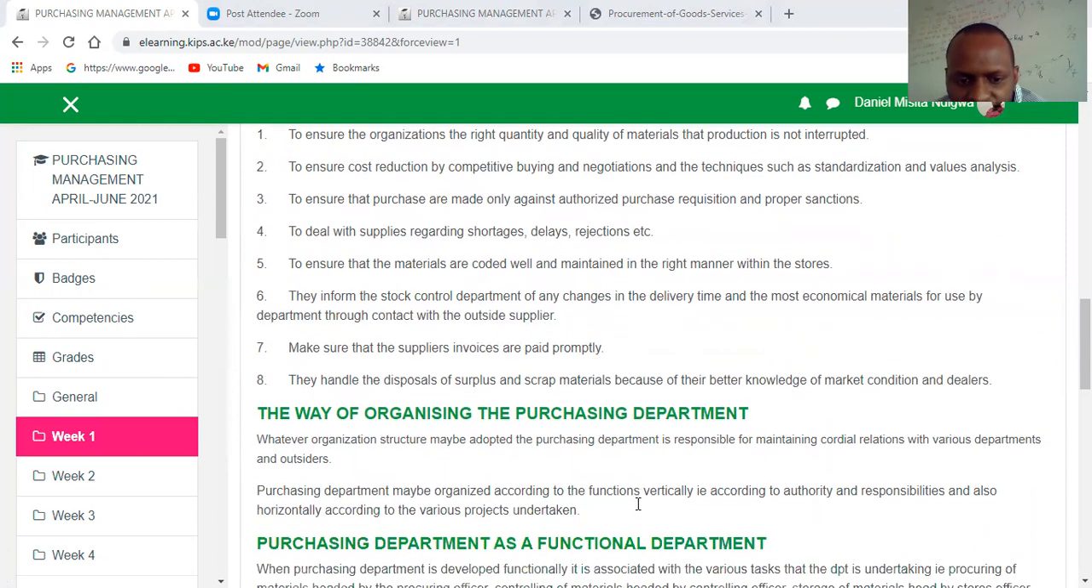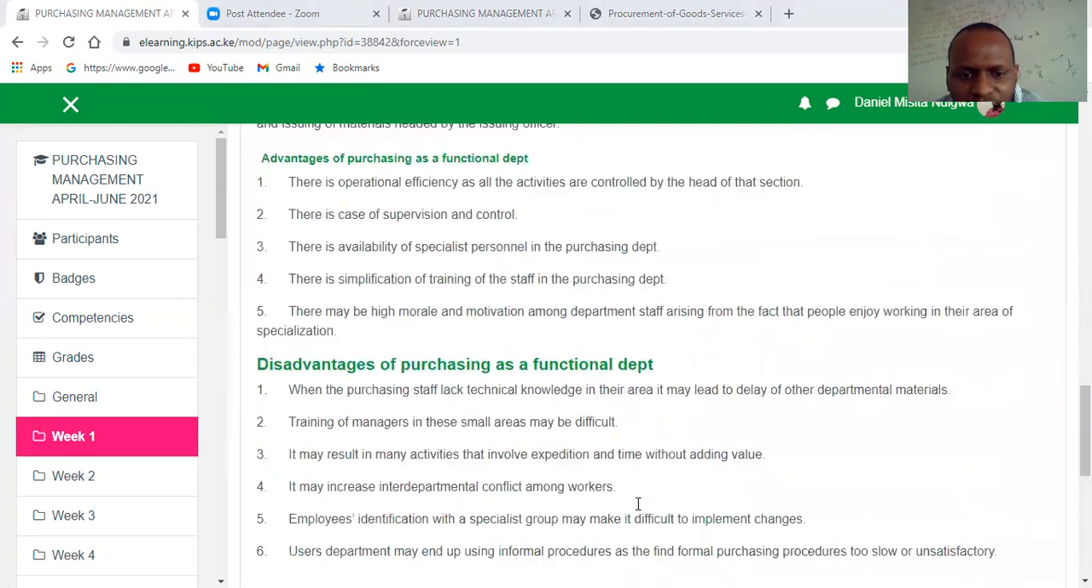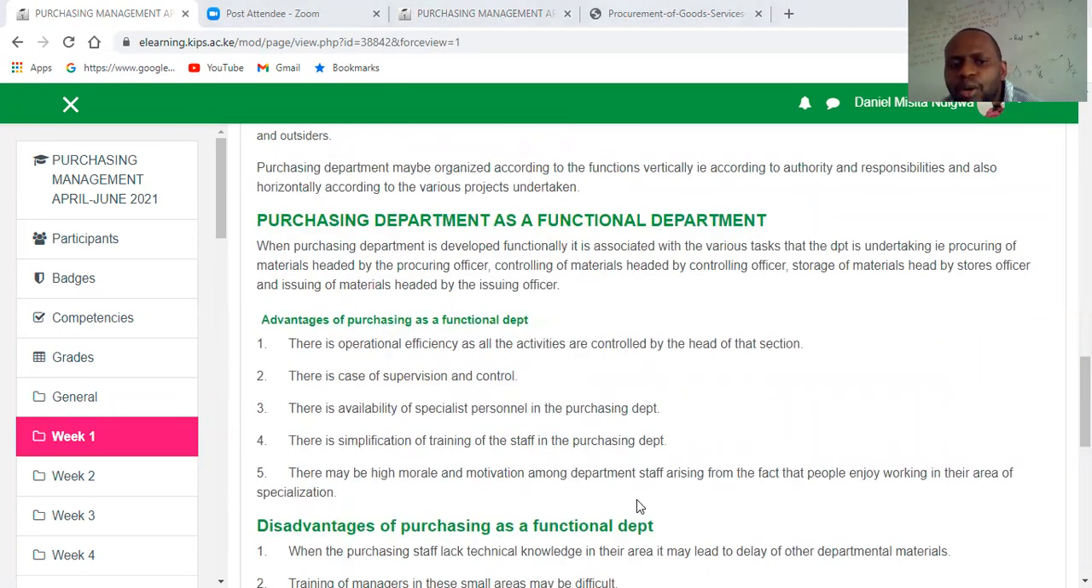Ways of organizing the purchasing department. The purchasing department can be organized in very many ways. Number one, you can organize it as a functional department. Here is where you give various responsibilities to various people within the organization. One of the advantages is that there is operational efficiency when you organize activities in a functional approach. Number two, there is a case of easy supervision and control. So you'll be able to supervise very easily.